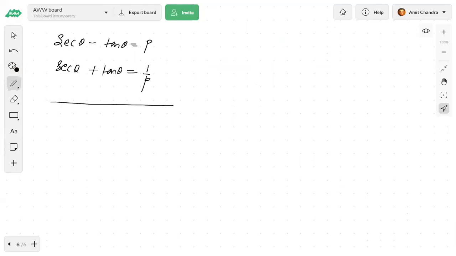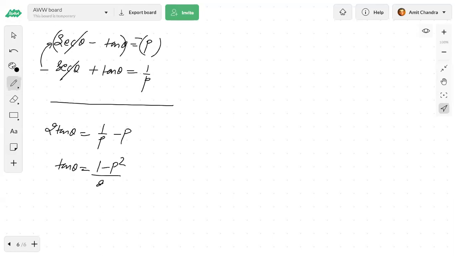If I subtract these two, the sec theta will get cancelled. So we'll get twice of tan theta is equal to 1 by P minus P, right? So tan of theta is equal to 1 minus P square by 2P.